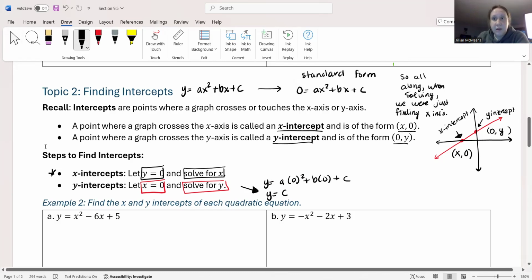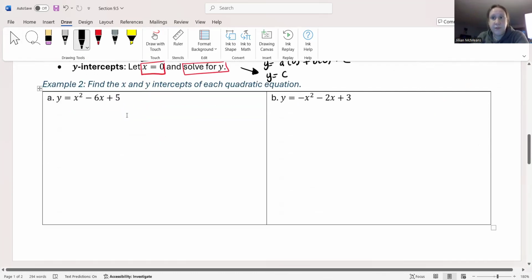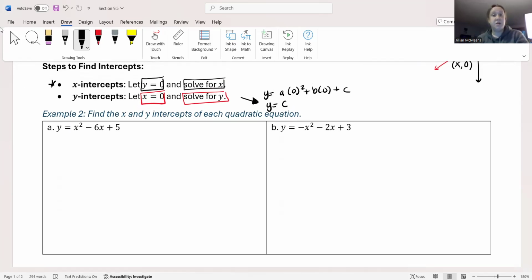So let's go ahead and look at example 2. Example 2 says find the x and y intercepts of each quadratic equation. Now, finding x and y intercepts isn't bad. For x-intercepts, you have to implement one of the methods that we've learned for solving. So we know how to solve quadratics by factoring, the square root property, completing the square, and the quadratic formula. Generally speaking, you always want to see if your quadratic is factorable because that's going to be quickest, okay? And if it's not factorable, most of the time we'll use the quadratic formula, okay? So let's look at A.